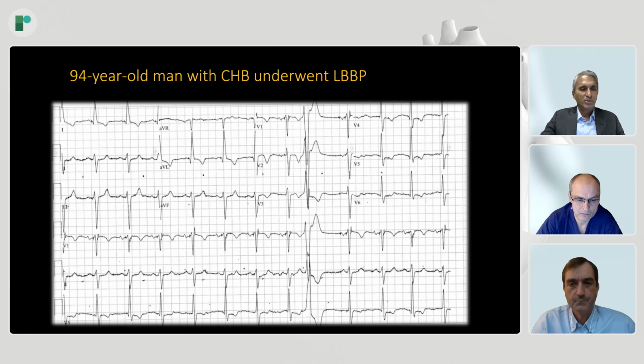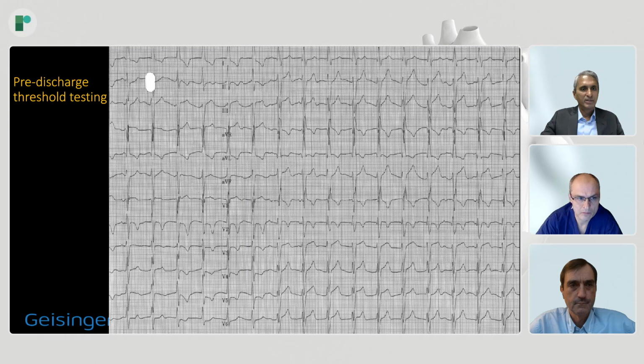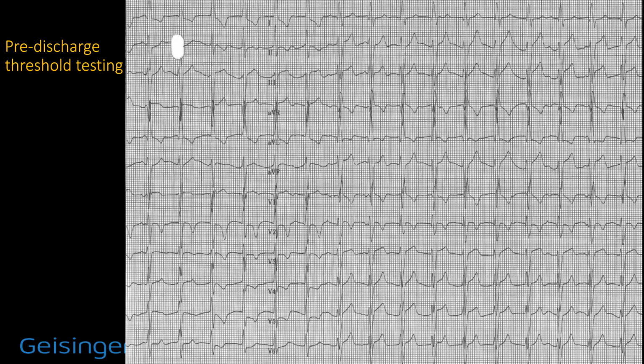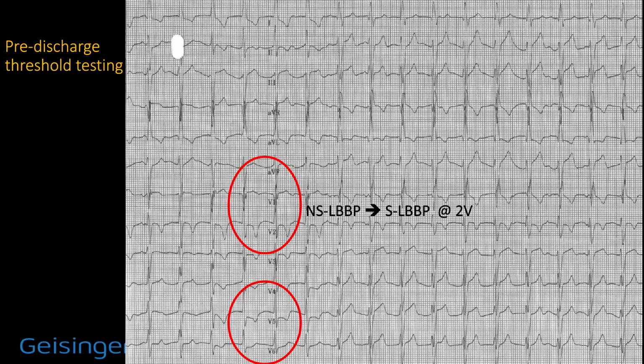Next slide, please. Often we used to treat patients with bipolar pacing, because it obviates the right ventricular conduction delay due to anodal capture. But it can lead to unwanted consequences when threshold testing is performed only in the bipolar configuration. Apologies for the poor slide quality. This patient underwent pre-discharge threshold testing, and you can see the transitions here. One transition is seen in this particular patient, from non-selective to selective, which happened at around 2 volts.